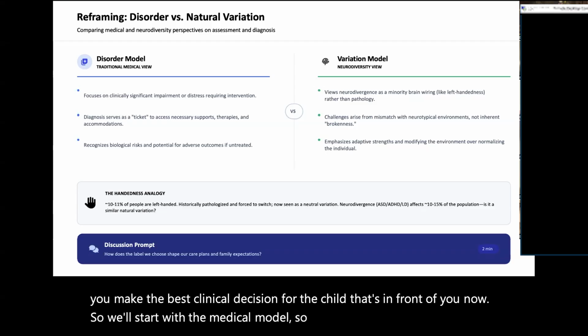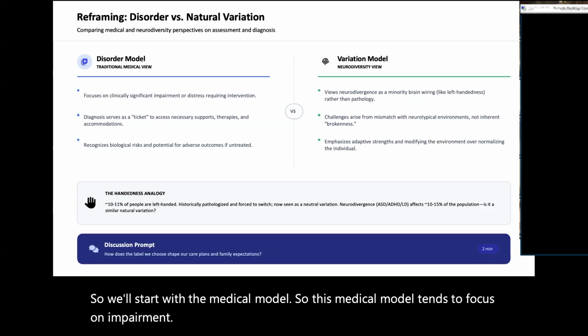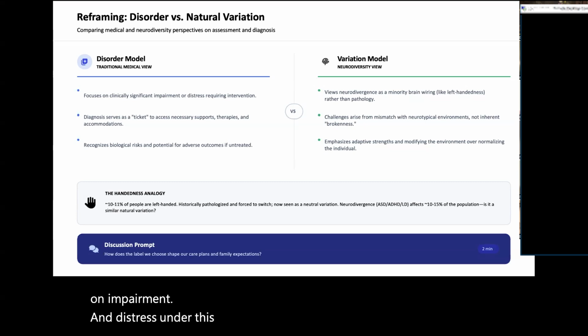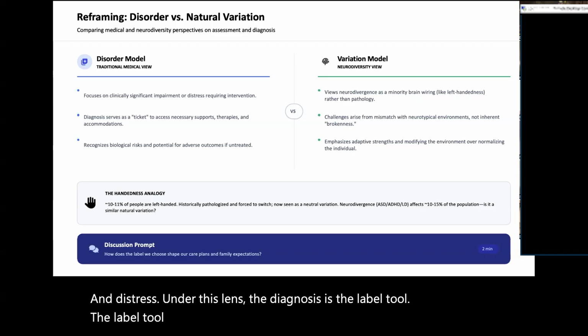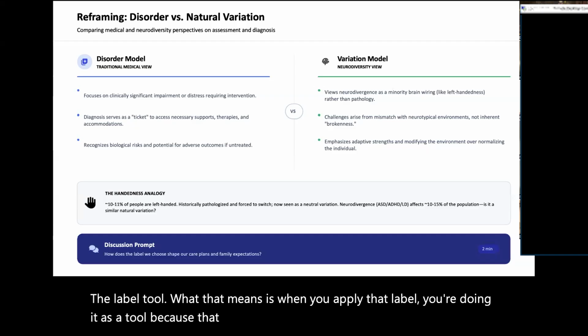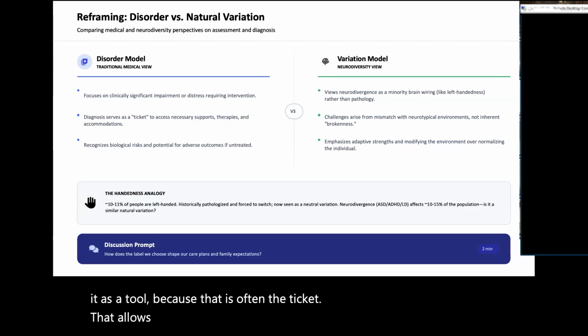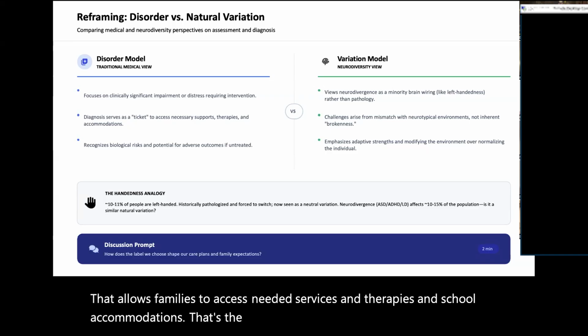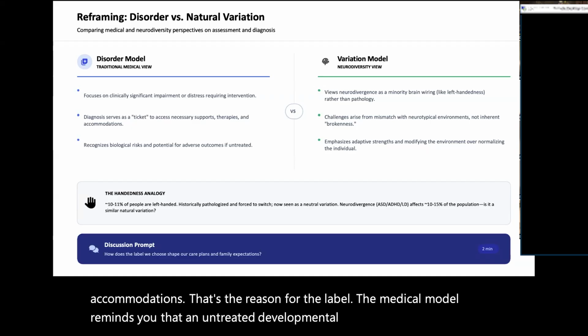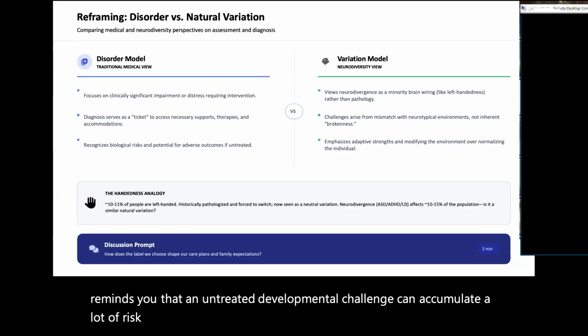So we'll start with the medical model. This medical model tends to focus on impairment and distress. Under this lens, the diagnosis is the label tool. What that means is when you apply that label, you're doing it as a tool because that is often the ticket that allows families to access needed services and therapies and school accommodations. That's the reason for the label. The medical model reminds you that an untreated developmental challenge can accumulate a lot of risk over time for anxiety, depression, school failure, family conflict, and these are not trivial.